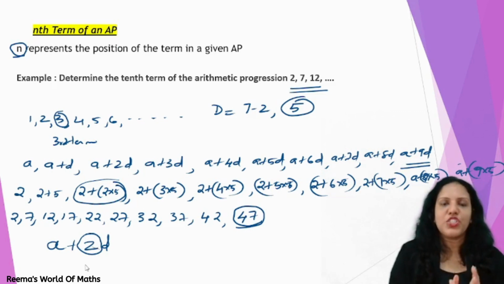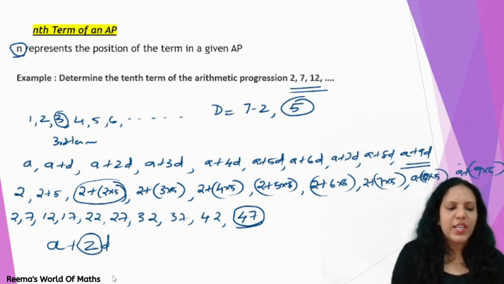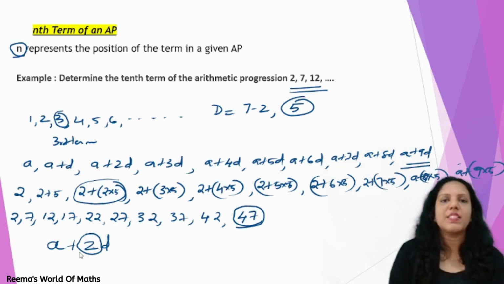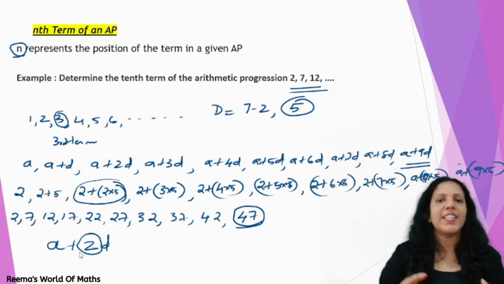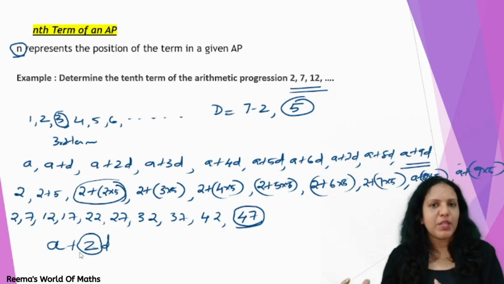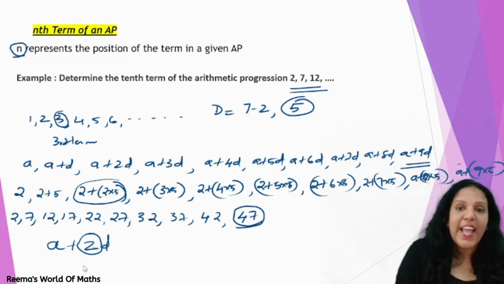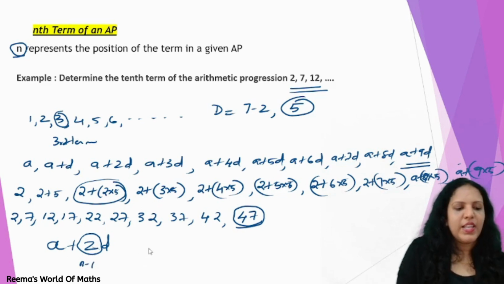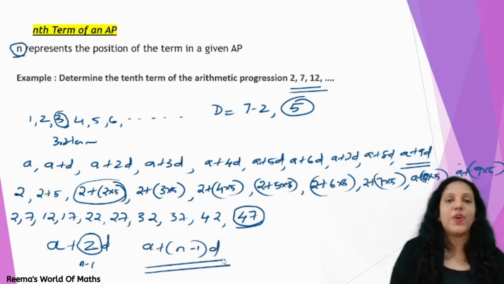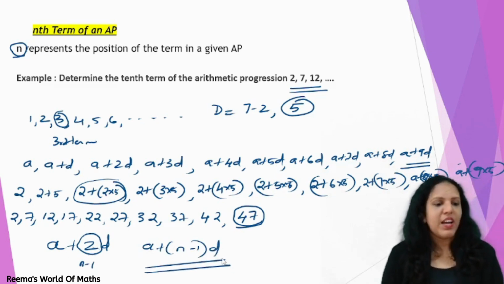If 3 is the position in the arithmetic progression, then we use 1 minus the position, that is, 2. So if we want to find the nth term of an arithmetic progression, this will be n minus 1. So the formula is a plus n minus 1 into d. This is the formula to find the nth term of an arithmetic progression.